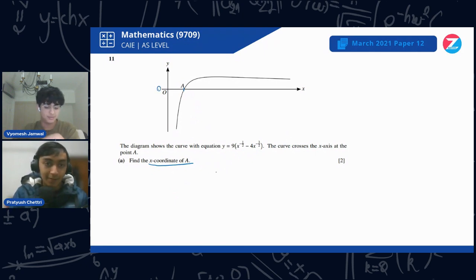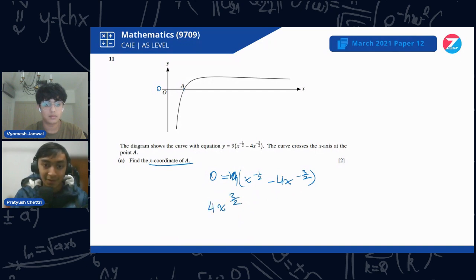y is 0 here. So make y equal to 0, 9 x to the half minus 4 x. You can get rid of the 9 because this is multiplying. I would just move the 4x to the other side: 4x equal to x to the power half. And multiply both sides by x to the power half. That'll give me 4x.